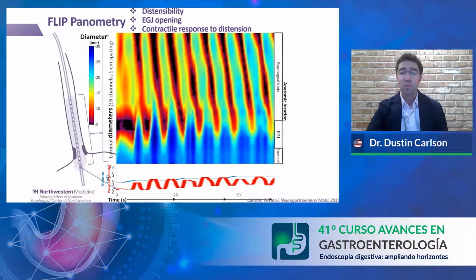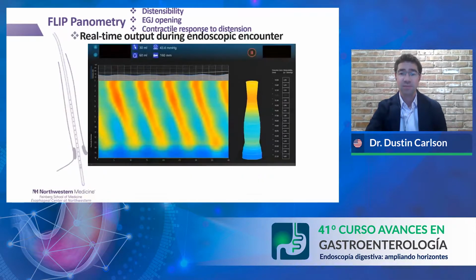Thus, this technique termed FLIP panometry to reflect its panometric assessment of esophageal function incorporates esophageal distensibility of the EGJ, the body, and the dynamic EGJ opening and the contractile response to distension, i.e. secondary peristalsis. And therefore, the FLIP provides a method to evaluate both the mechanical properties of the esophagus as well as esophageal motility in response to distension.